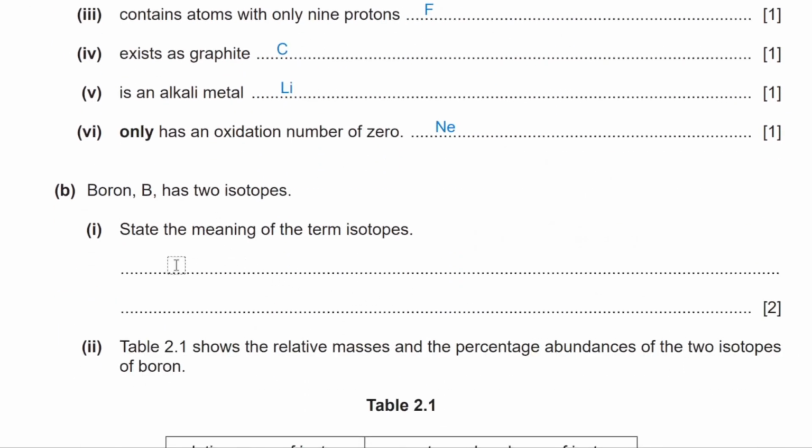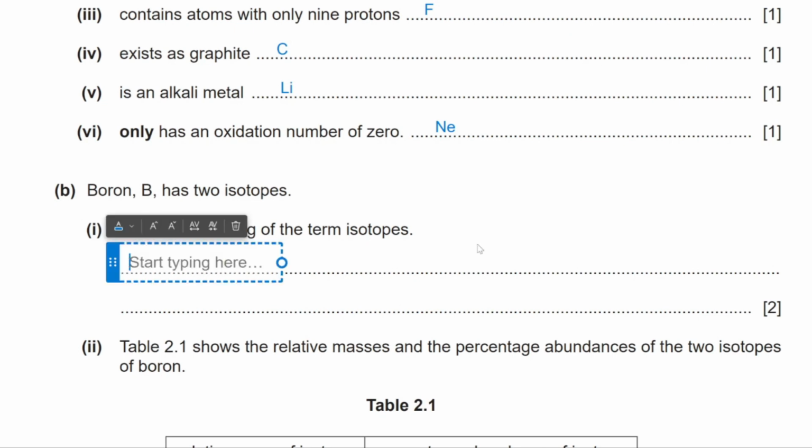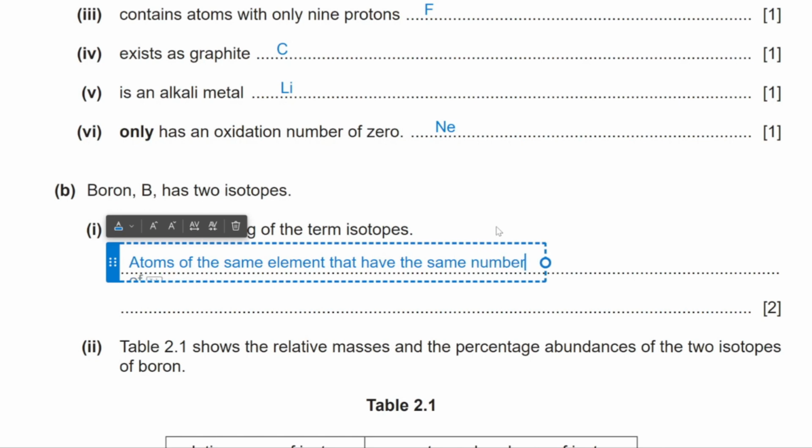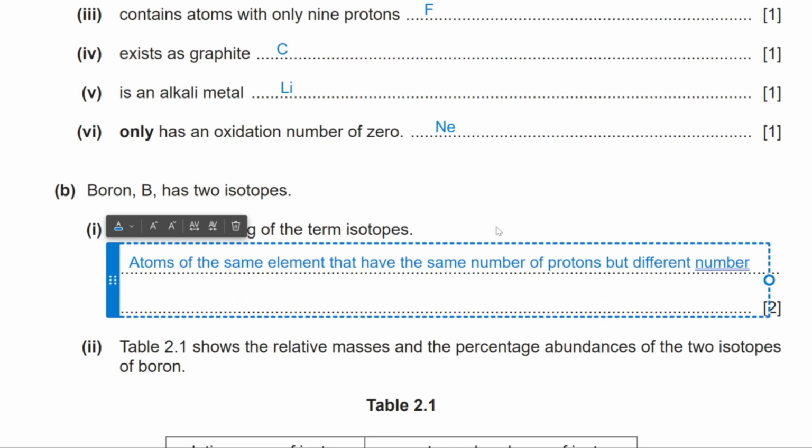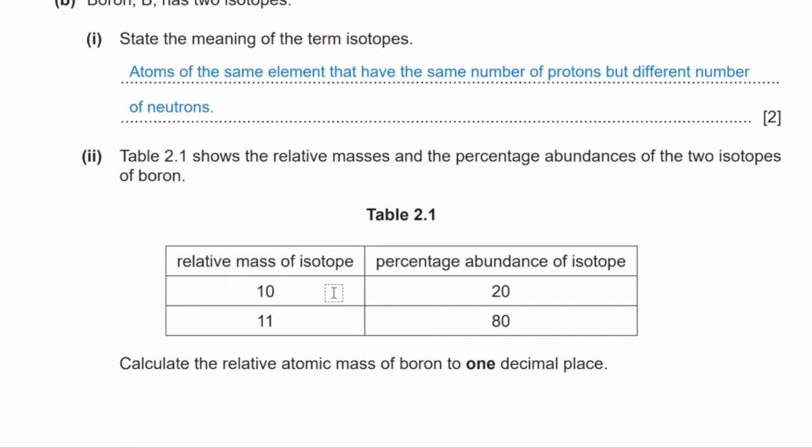B, boron has 2 isotopes. State the meanings of the term isotopes. They're basically asking you for the definition of isotopes, which is atoms of the same element that have the same number of protons but different number of neutrons. Or you could also say that have the same proton number but different nucleon number.